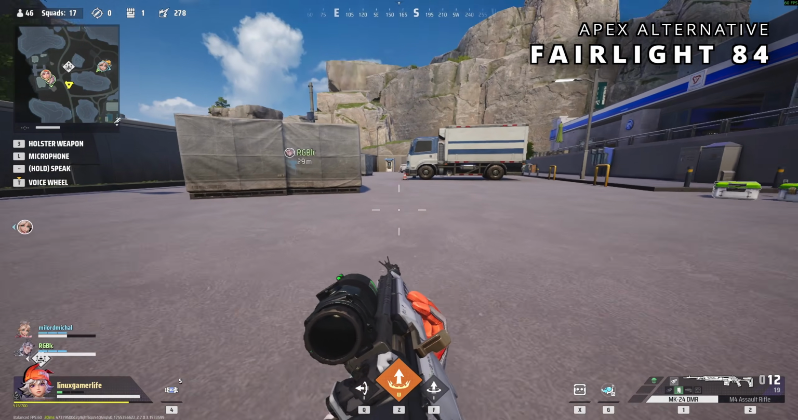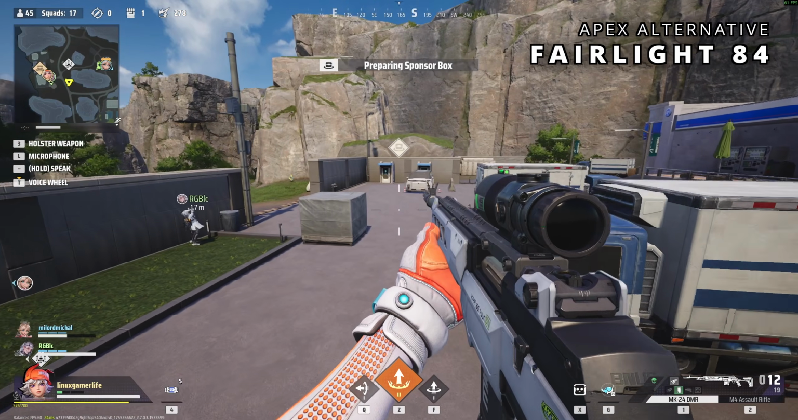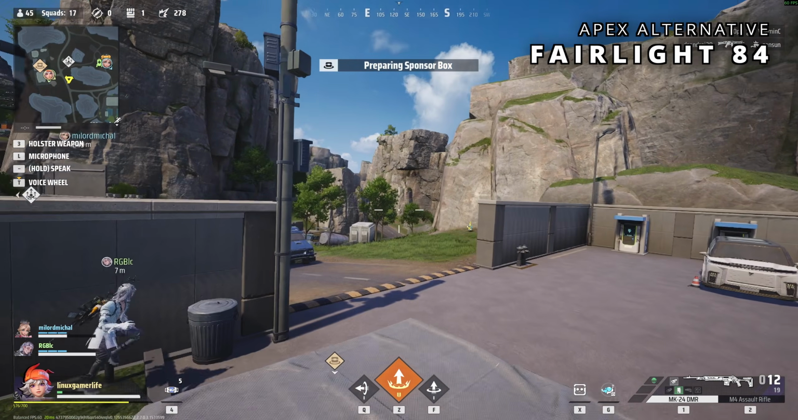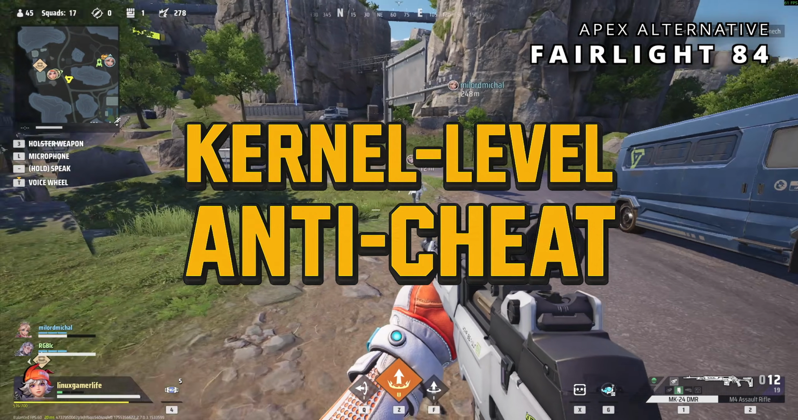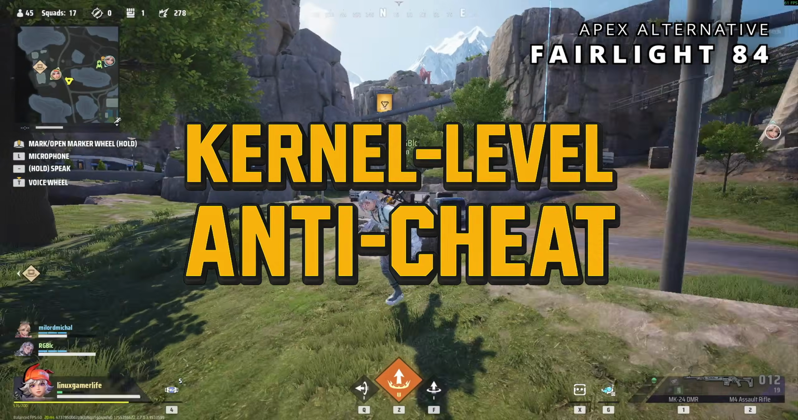Anyway, let's start with what I've learned. There are two main types of anti-cheat that I will talk about, and I'm going to call them normal anti-cheat, which runs on both Windows and Linux, and kernel level anti-cheat, which is a Windows thing.